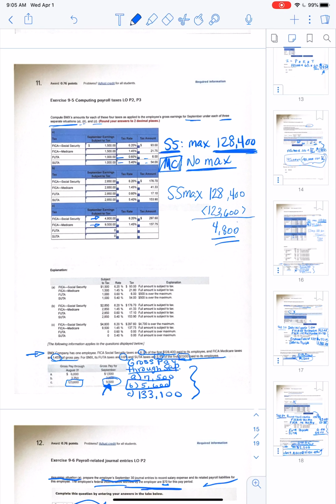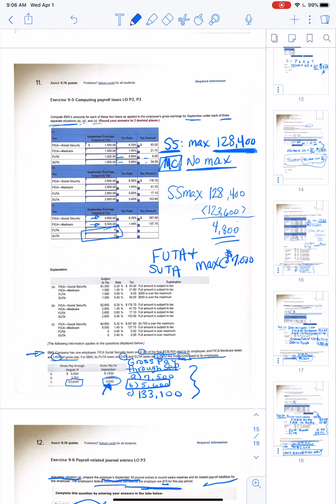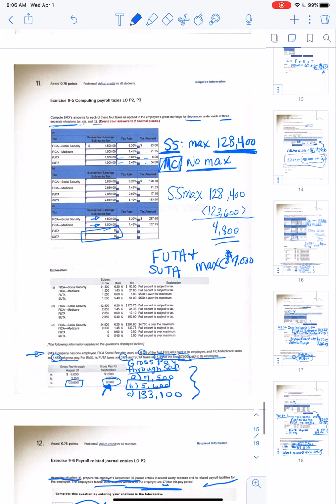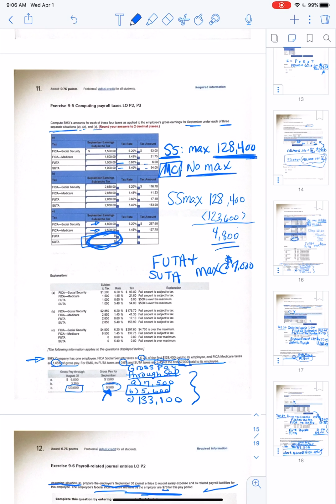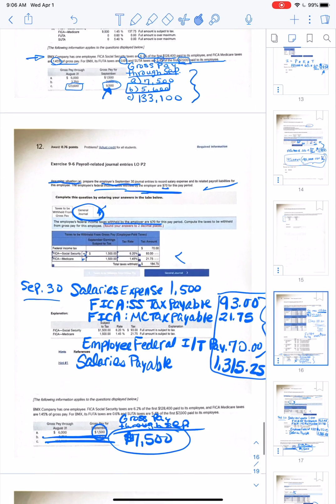Okay. Now, you say, well, why are FUTA and SUTA 0? Well, the same rules apply for FUTA and SUTA that we saw earlier. FUTA and SUTA max at $7,000. And if you have made $123,000 prior to this pay period, have you made more than $7,000? Of course you have. And if you've made more than $7,000, then you pay no federal and state unemployment taxes on those wages. And so that carries us through the end of number 11. Okay? So now we will move on to number 12.